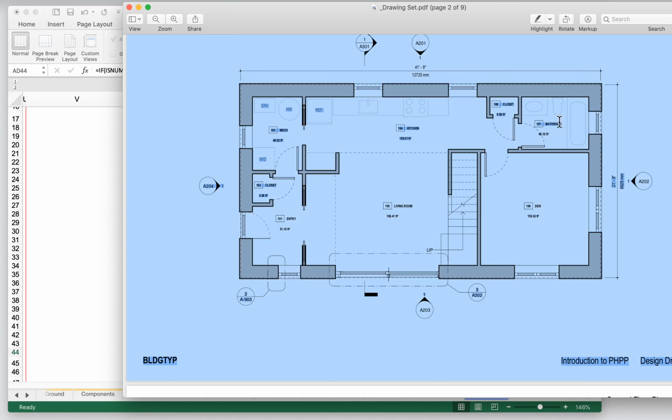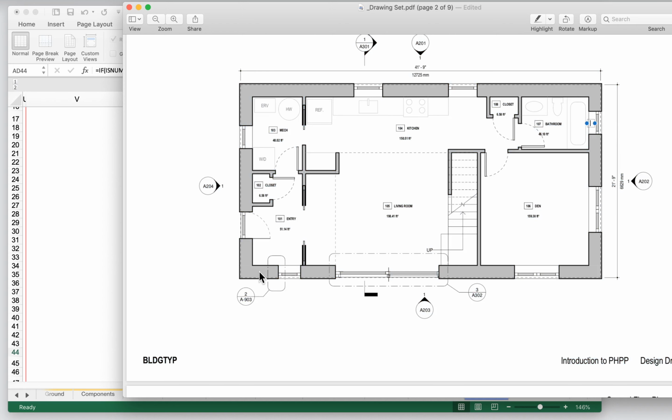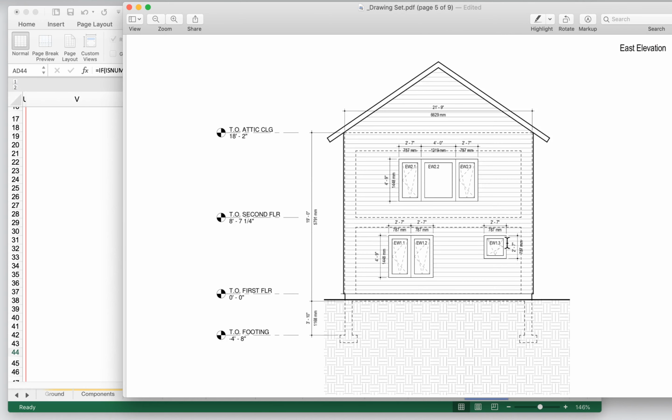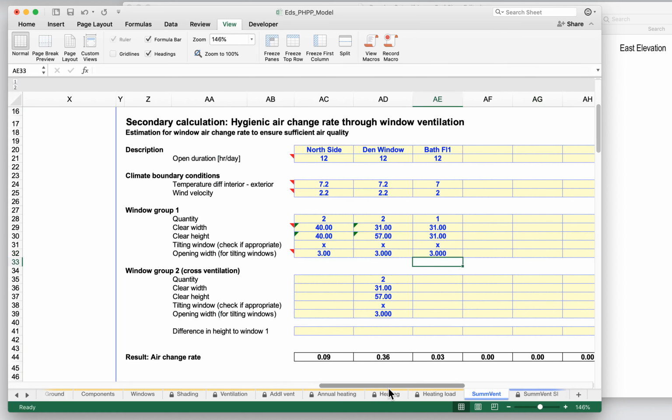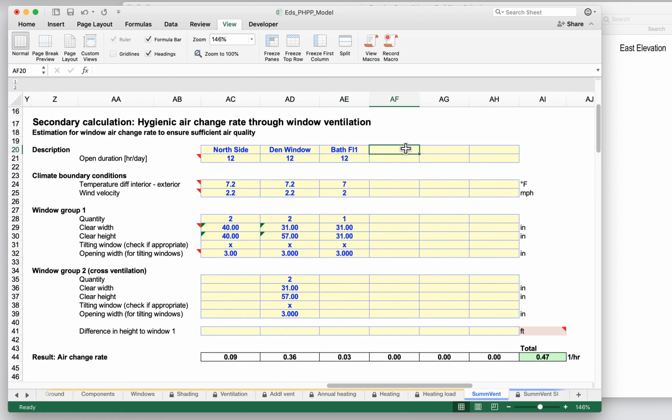So let's go ahead and add the bathroom window in, and then we'll do the entry and the mechanical room. The bathroom window there was 2'7" by 2'7". So we'll call this bath, floor 1, and say it's open 12, 7.2. Remember, 12 is maybe a little bit aggressive, but you know, 31 by 31. It was a tilt window, and it's going to be open 3 inches. That's your opening width there.